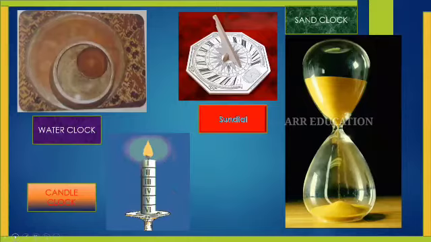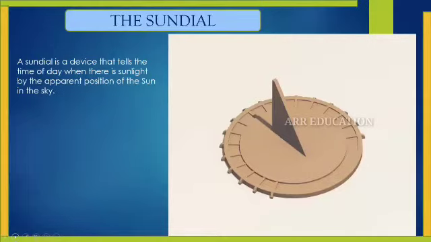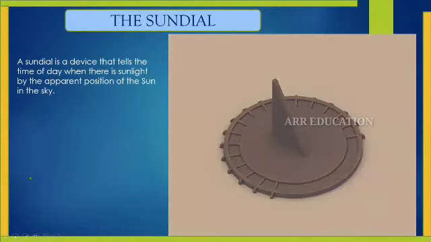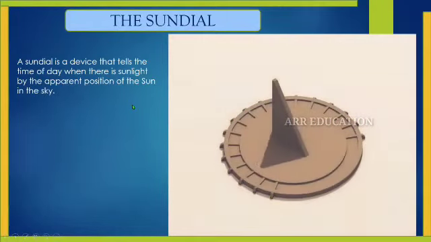So these are few images of them. This is a water clock, this is a candle clock, this is a sundial, this is a sun clock. So what is a sundial? A sundial is a device that tells the time of day when there is sunlight by the apparent position of the sun in the sky.